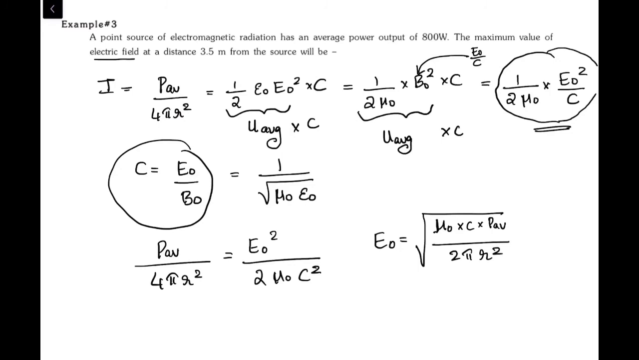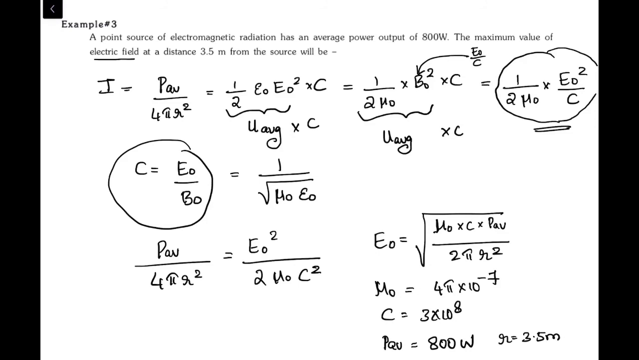What next you have to do is a careful substitution. What is the value of mu 0? Permeability, right? It is 4 pi into 10 raised to minus 7. Velocity of light, C equal to 3 into 10 raised to 8. Average power is given as 800 watts. Then radius r equal to 3.5 meter.